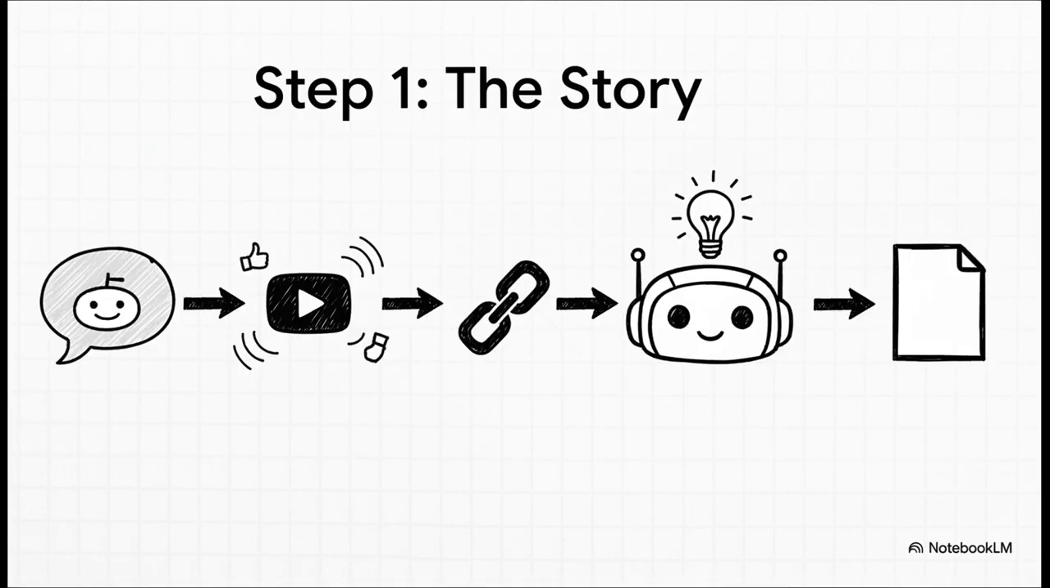First up, the story. And here's the cool part. You don't have to be some kind of brilliant creative writer. The trick is to just find what's already working. Go to a popular channel that tells Reddit stories, find a video that has a ton of views, and just copy the link. Then you pop that link into an AI like Google's Gemini and just ask it to write a new story that's similar. You're not guessing, you're basically reverse engineering success.